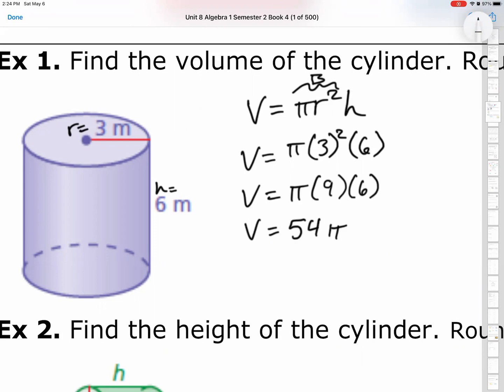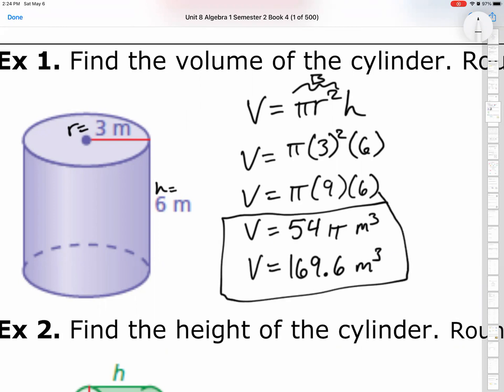And as a result, that volume then is the same as 169.6 meters cubed, because we're finding volume now. So we're doing 169.6 meters cubed. And so really these two answers are correct. Personally, I'm more of a fan of the 54 pi because it's exact. But in terms of real application, that's where the decimal's handy. Go ahead and feel free to pause the video if you have any questions at all.